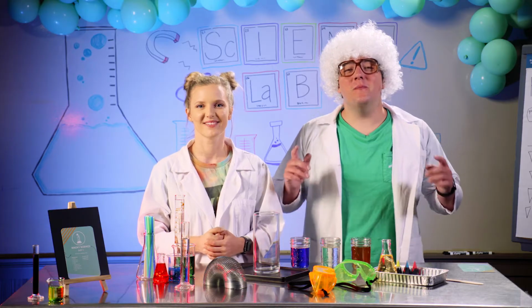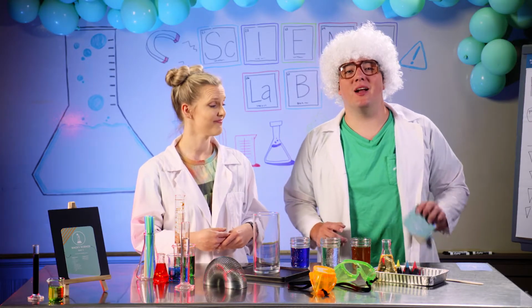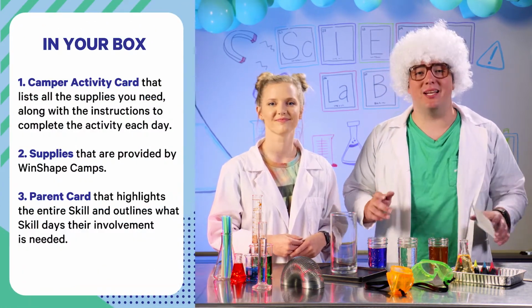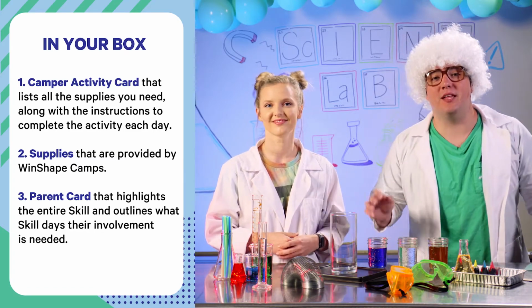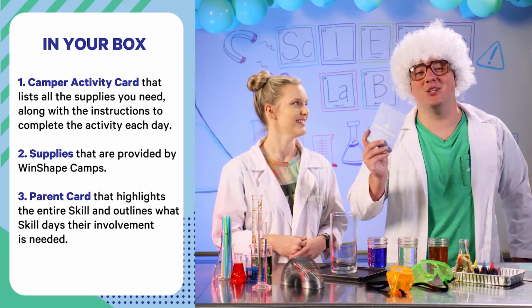You may have noticed that you receive boxes with some supplies in it. One of your boxes should signify the Wacky science skill. In this box, you will find a few important things. First, a camper instructional card that lists the supplies you need and the steps to complete each activity. Second, a few supplies for the activities. And third, a parent card. So be sure to get that card to your parents.